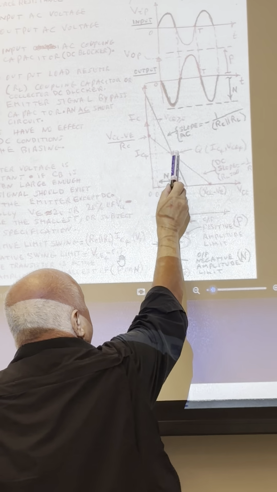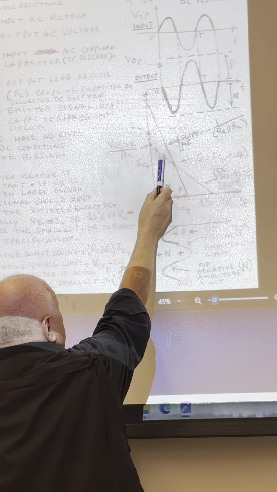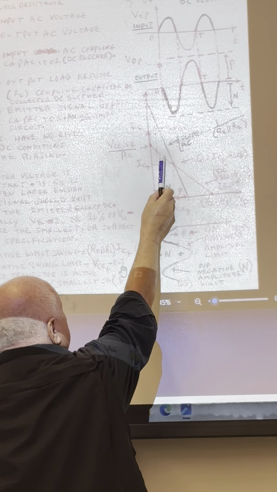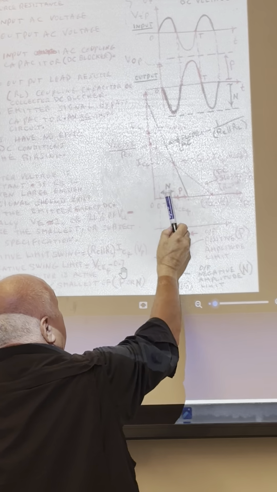So you will use your own experience. You don't want to put it too close to the top, too close to the bottom. If you put your Q point when you were doing the DC analysis along the red line here, it's a bad choice, because there will be very little room from that side and also from this side.